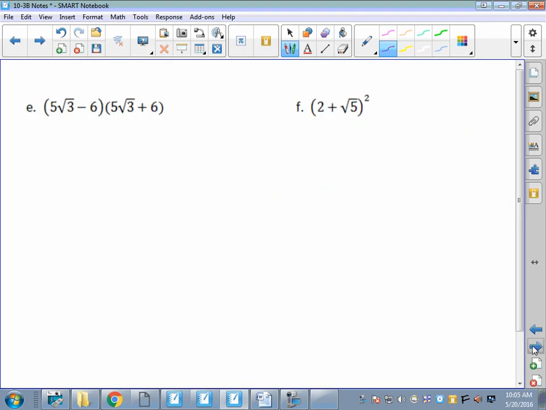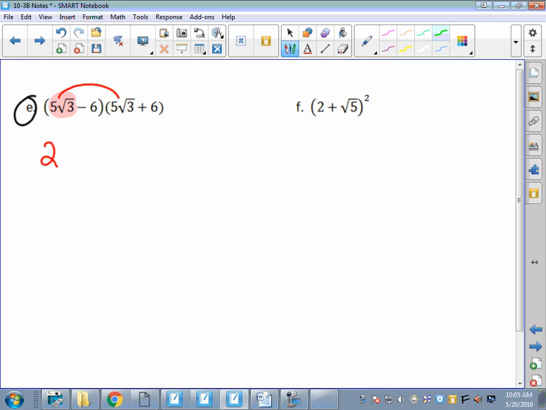And let's do E. So I've got 5 square roots of 3 minus 6 is one binomial. 5 square roots of 3 plus 6 is the other binomial. 5 square roots of 3 is the first term that I'm going to multiply by everything in the other radical. So 5 square roots of 3 times 5 square roots of 3. Remember, multiply, put the sign if you need to, multiply the numbers, new radicand.